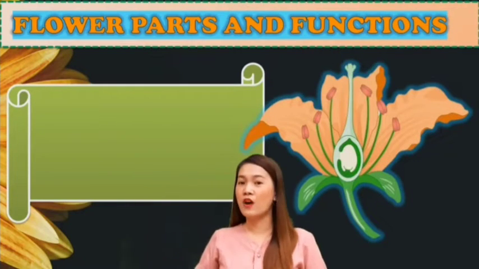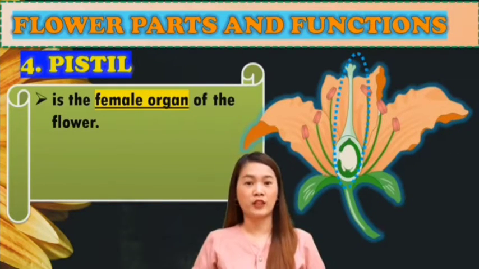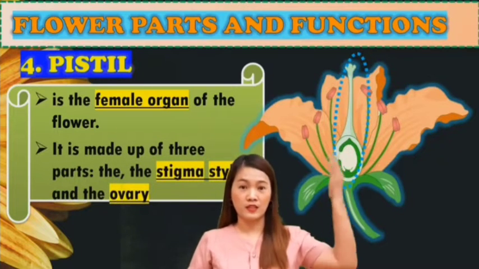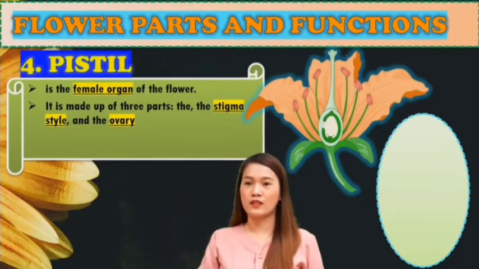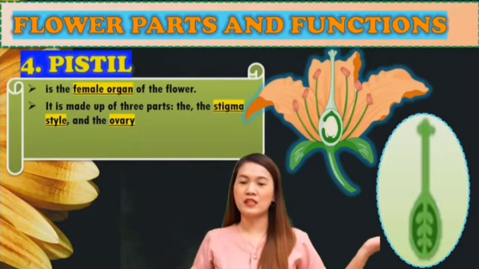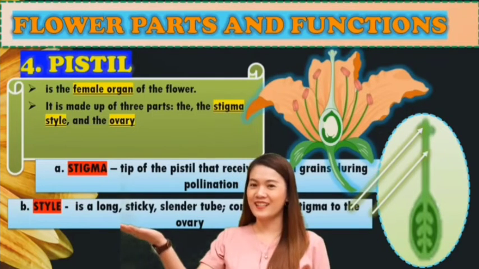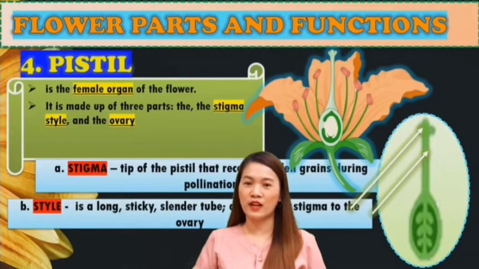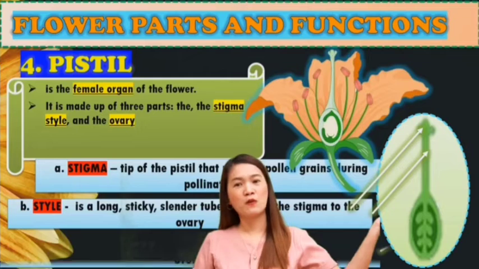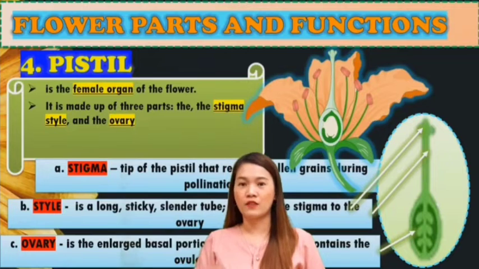And now, let's move on to the pistil. Pistil is the female organ of the flower. It is made up of the stigma, the style, and the ovary. Inside the ovary are the ovules. The stigma receives the pollen grains during pollination. Style is the long, sticky, slender tube that connects the stigma to the ovary. Ovary encloses the basal portion of the pistil, which contains the ovules.